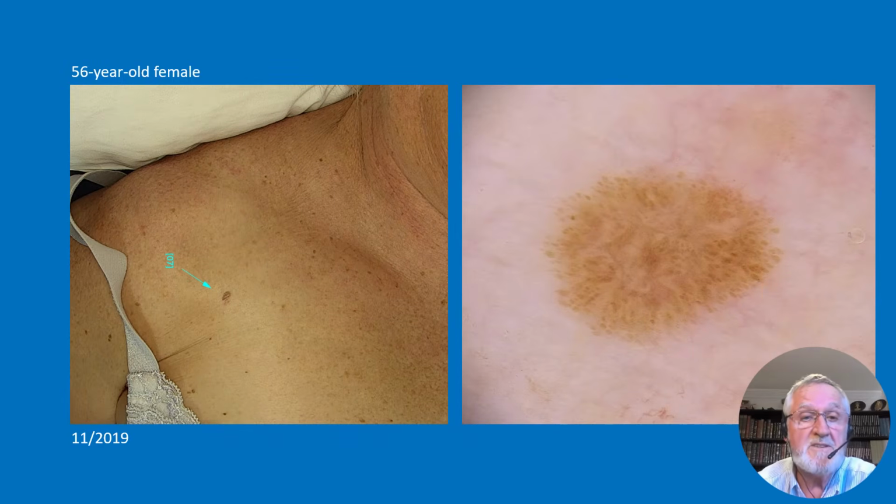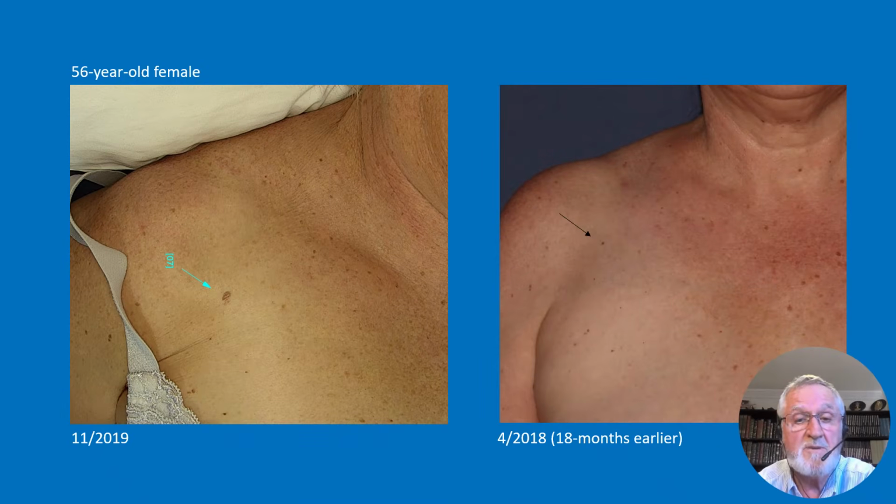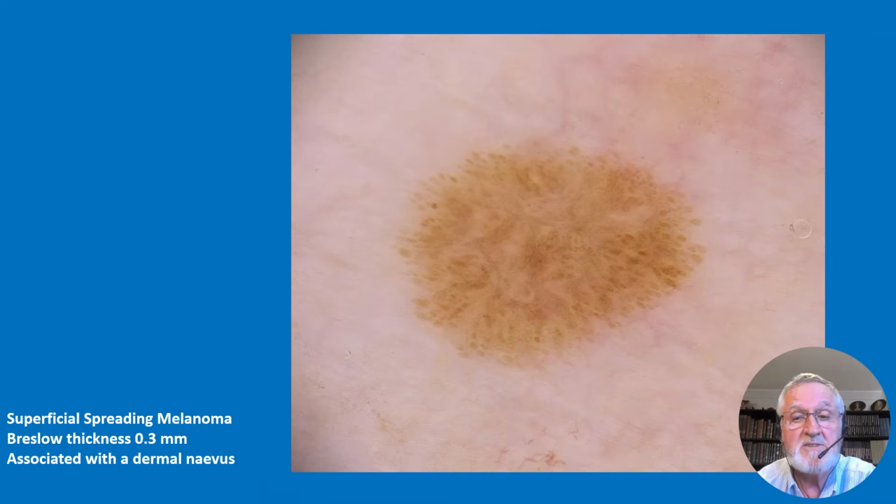This is a 56-year-old female, again a young lady, and in 2019 we encountered this lesion. Dermatoscopically, it's symmetrical, completely symmetrical, but it has the concerning dermatoscopic feature of peripheral clods, which indicate that it's growing. So we went back to her images from 18 months earlier, and there it was, a fraction of the size of what it is now. This symmetrical melanoma was a thin invasive melanoma, 0.3 millimetre Breslow, associated with a dermal nevus.